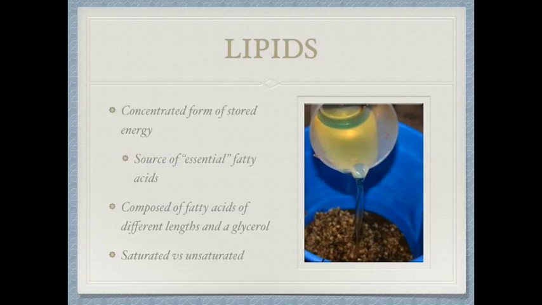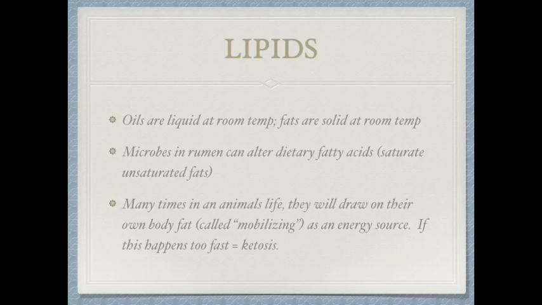When we talk about what a fatty acid is, they are composed of different length chains of carbon and a glycerol backbone. And in general, you've probably heard the terms saturated versus unsaturated fats. It simply refers to how many double bonds are in a fatty acid. Generally saturated fats are solid at room temperature. If you think of margarine, it is actually saturated oil, so those are solid at room temperature.